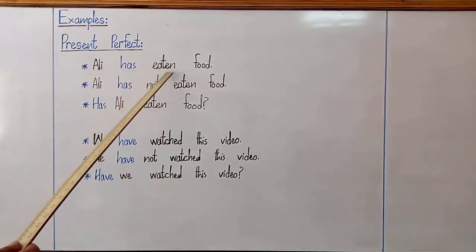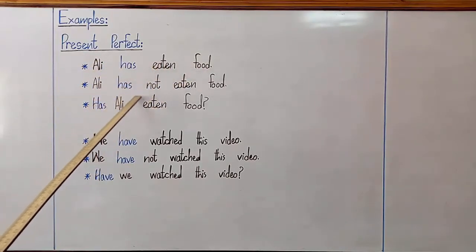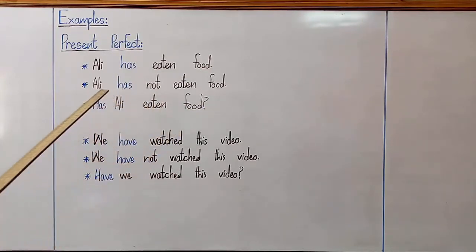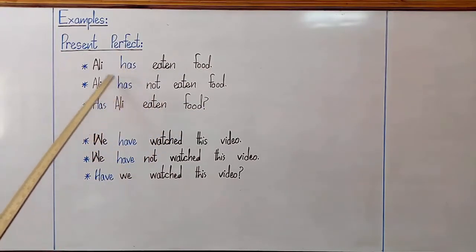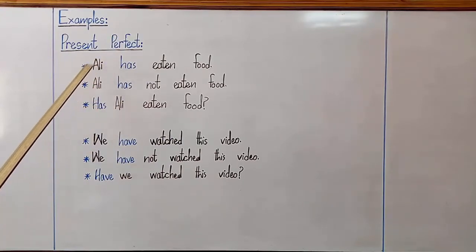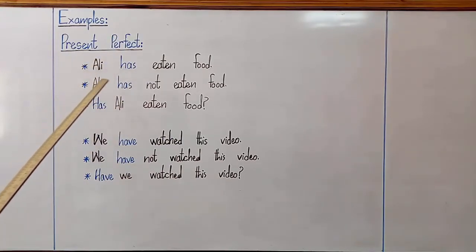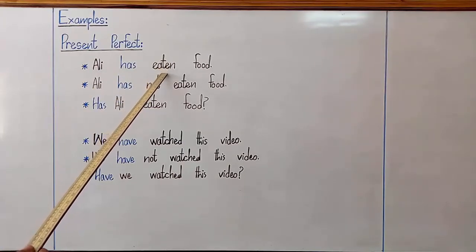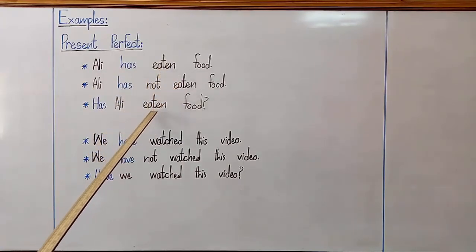Ali has eaten food. Ali has not eaten food. Has Ali eaten food? You can see the usage of has in all three sentences: affirmative, negative and interrogative, and the usage of the past participle form of the main verb eat, as in eaten, eaten and eaten.